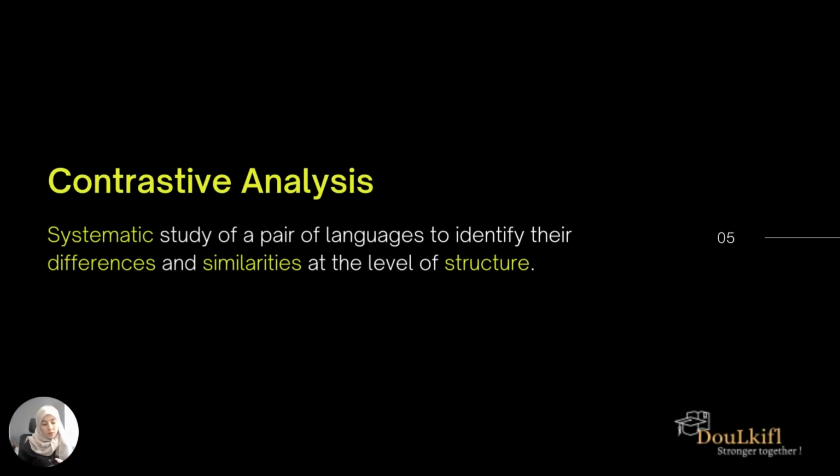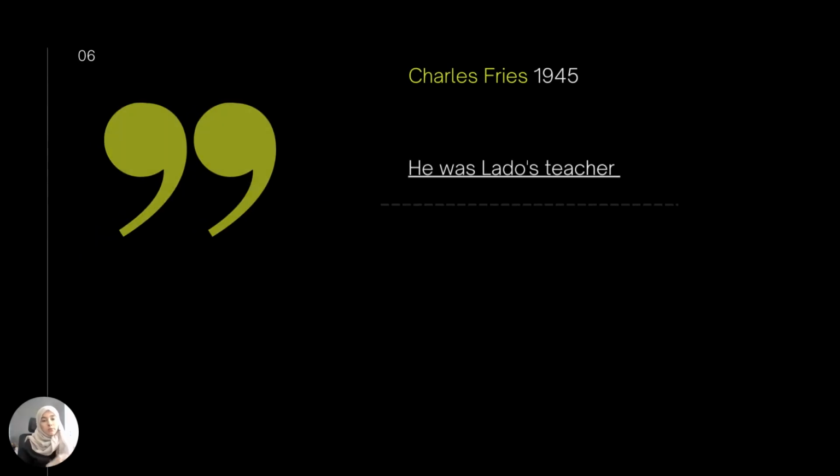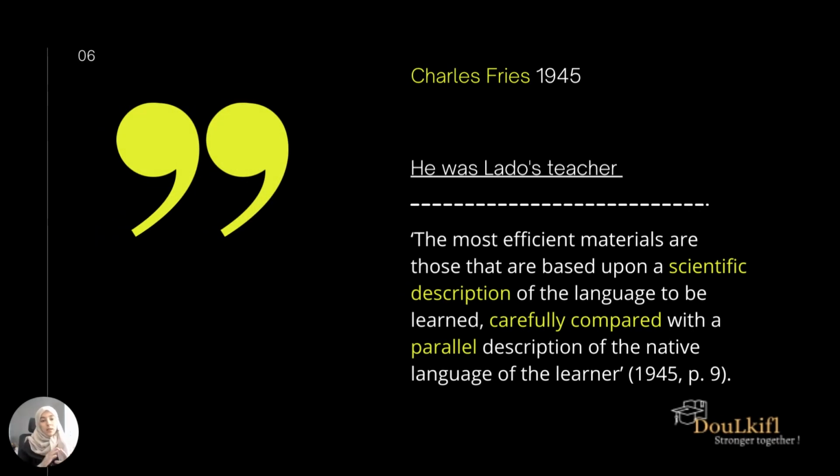And so basically contrastive analysis is a systematic study, which means it is structured and it is done according to a fixed plan. And so it's a systematic study of a pair of languages to do what? To identify their differences and similarities. So this is something that we already know. The new thing here is that at the level of structure, and we will get to know why exactly at the level of structure. That will lead us directly to Charles Fries in 1945. He was Lado's teacher. We will get to know Lado in a few seconds.